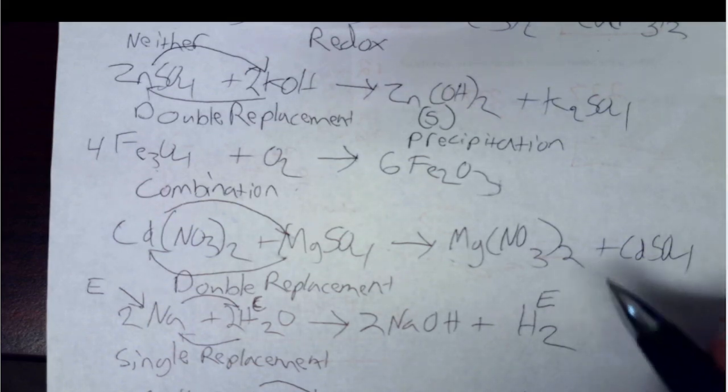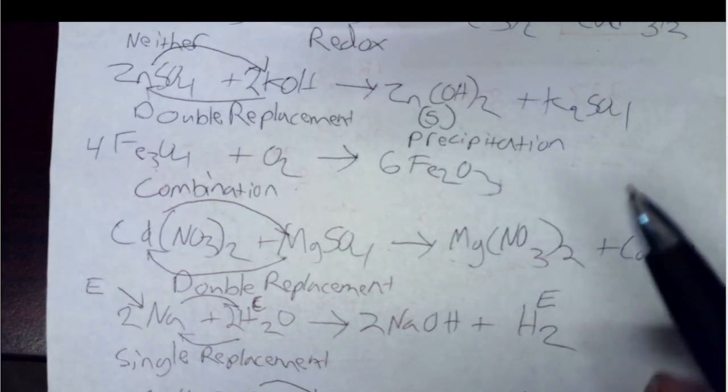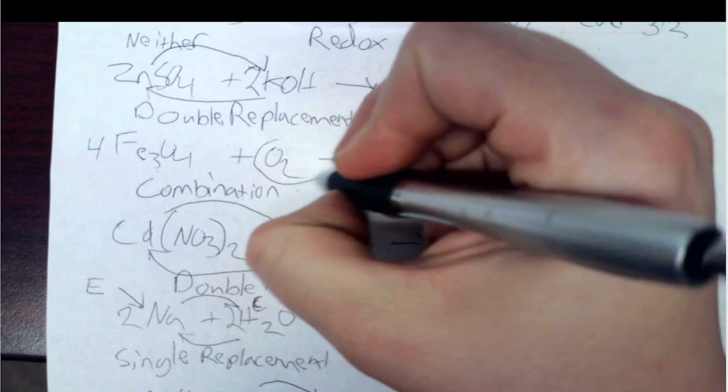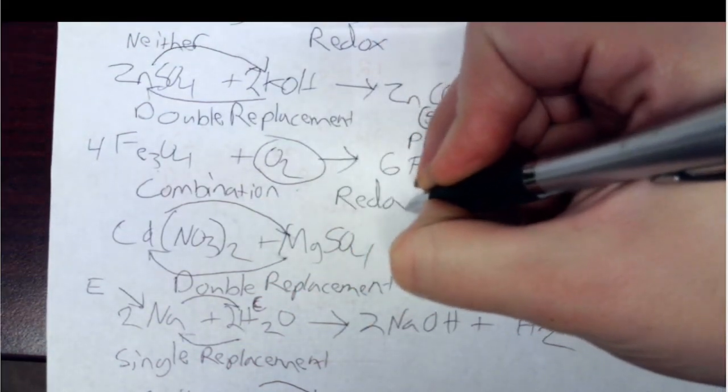I ask you to do those in those orders because then you can go easy to hard. Step 1, look for pure element. Pure element, I can stop. Redox.